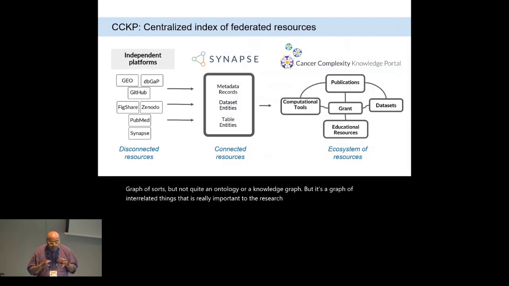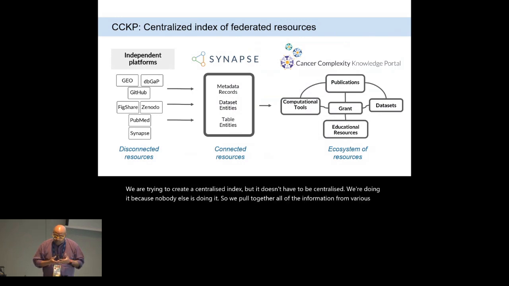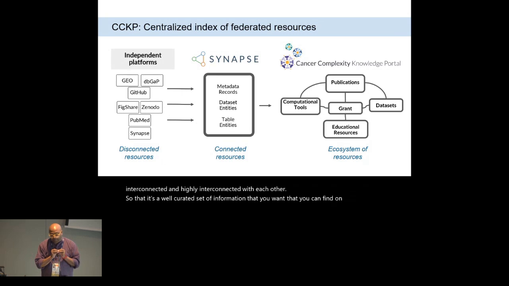So we are trying to create a centralized index, but it doesn't have to be centralized. We're doing it because nobody else is doing it. So we pull together all of the information from various different resources across the ecosystem, harmonize and synchronize all of that metadata records, pull together all the dataset entities, build out the tables, and then publish that as this mini graph. That's all we're doing. These four pieces of information are highly interconnected with each other, so that it's a well curated set of information that you can find on everything around that dataset.